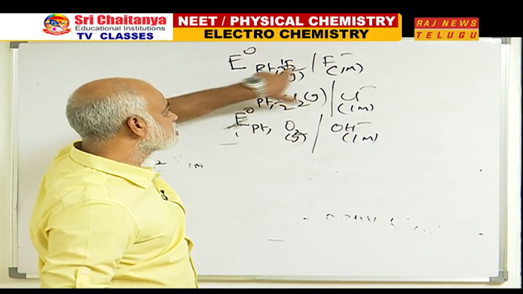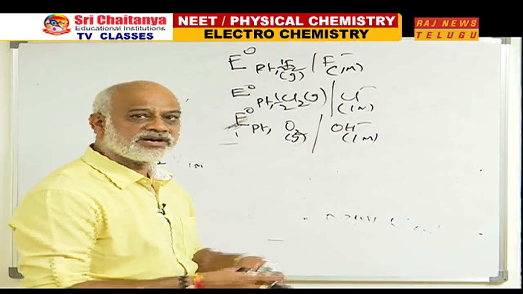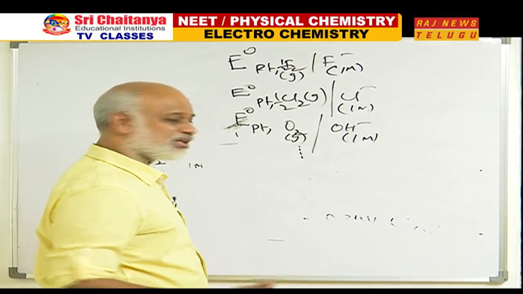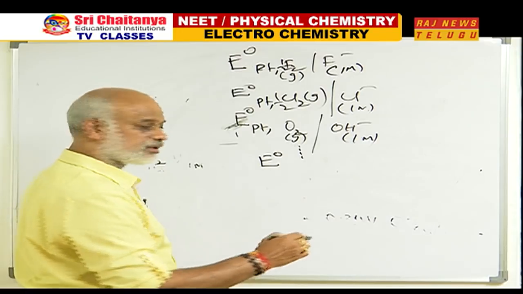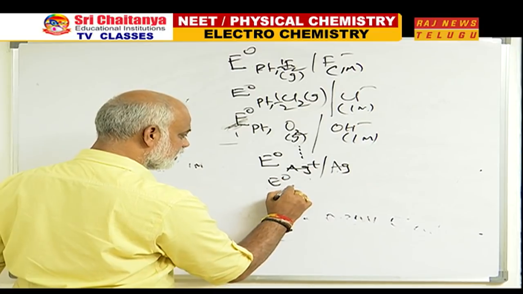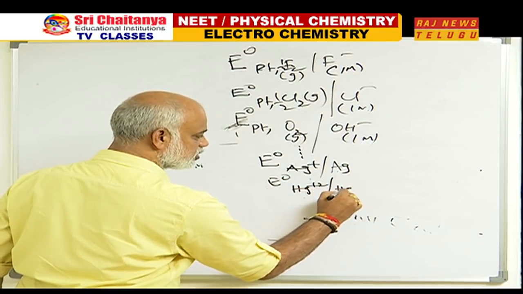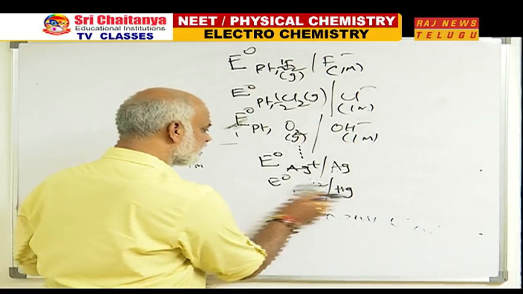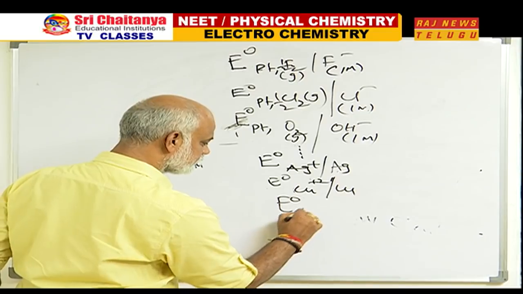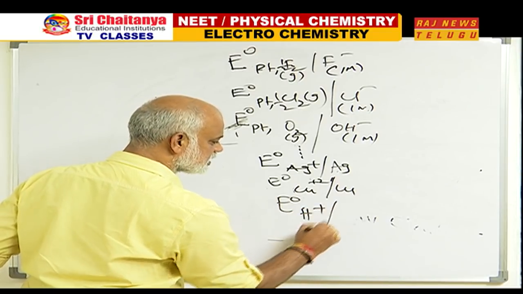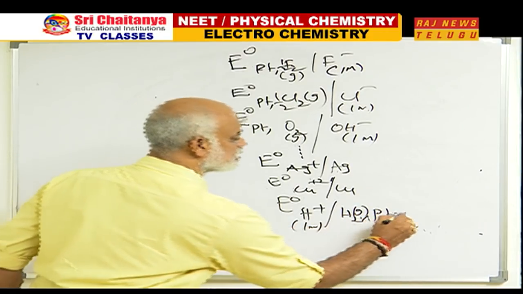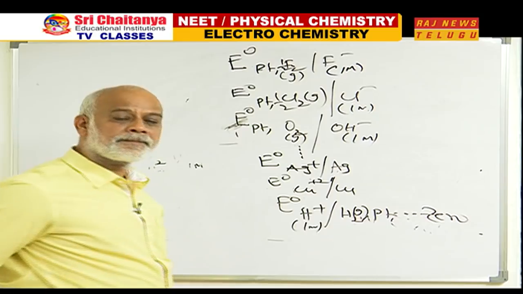All are reductions, 0 to minus 1, 0 to minus 1, some non-metals. I am leaving a gap because I cannot write everything. Now E0, Ag plus Ag, E0, Hg plus 2, Hg. I write Cu plus 2, Cu, E0, H plus H2 Pt gas 1 molar. This is fixed to be 0.